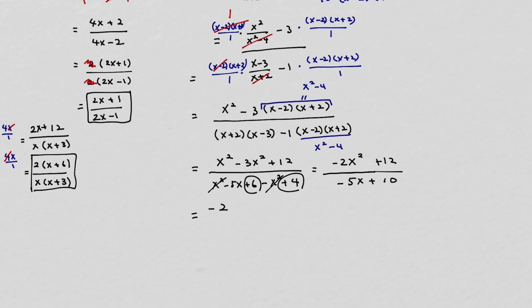In the numerator, factor negative 2 out, x squared minus 6 there. And in the denominator, factor negative 5 out, you will have x minus 2. And since you cannot factor any further and you don't have any common factor, that must be the solution for that problem.